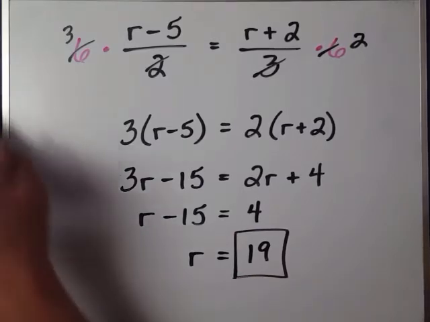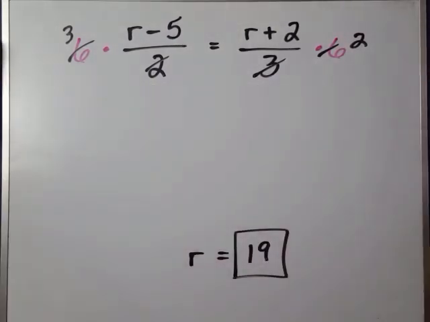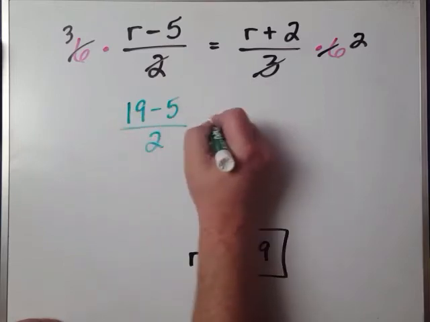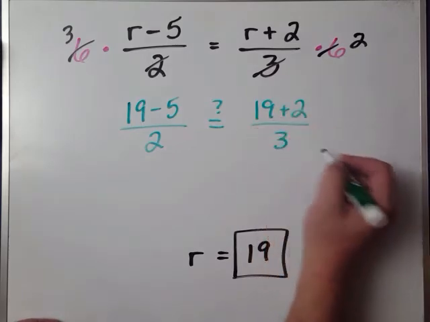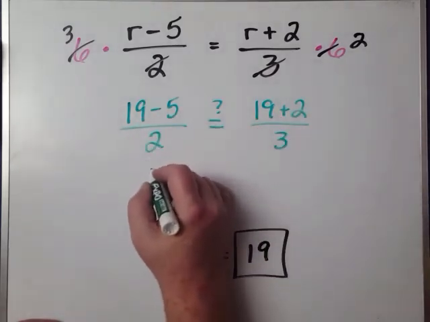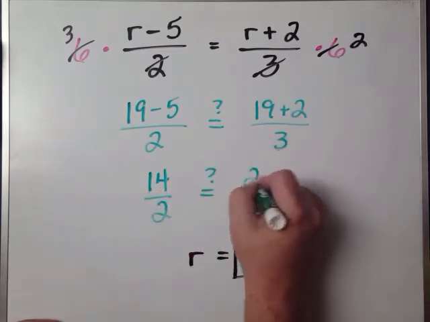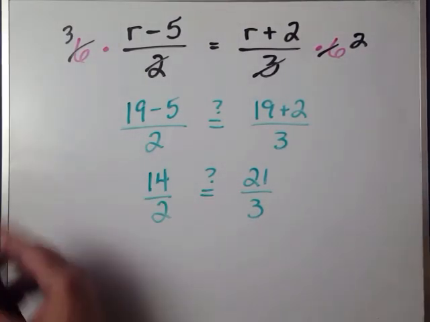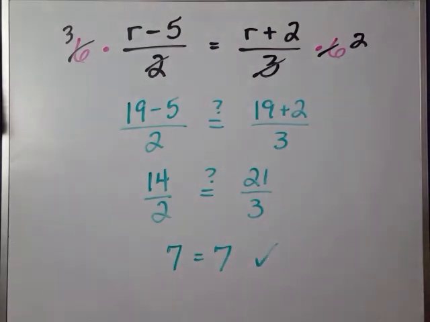Again, let's check this. Plugging 19 back in for r in the original equation. That'll give me 19 minus 5 over 2. Is that equal to 19 plus 2 over 3? Well, that's going to be 14 over 2 compared to 21 over 3. And I think you can see that, yes, this does indeed check. 7 equals 7. And so that checks.